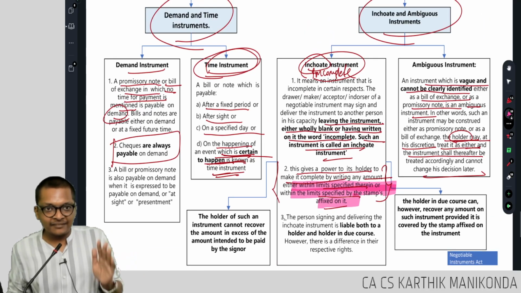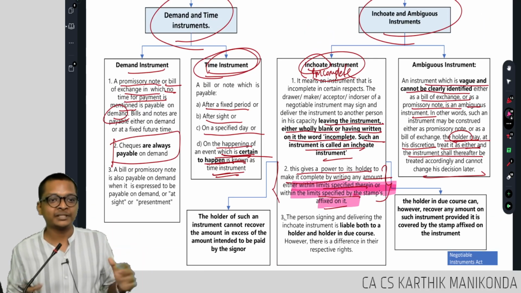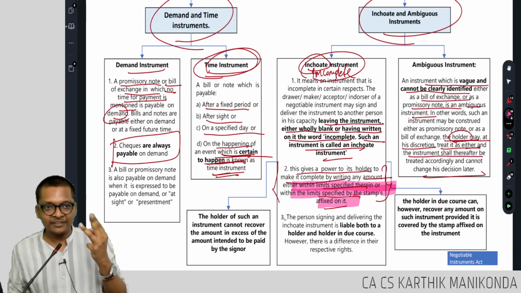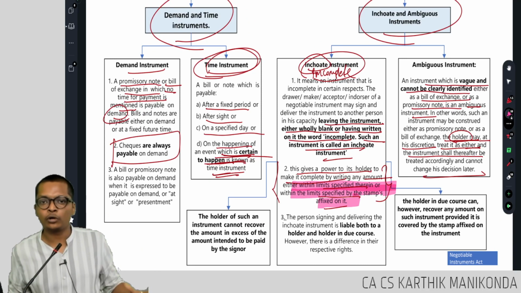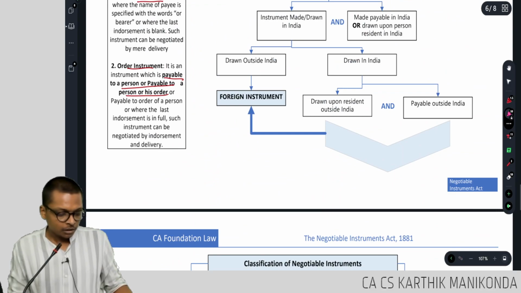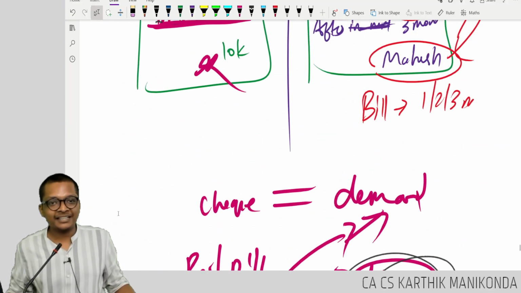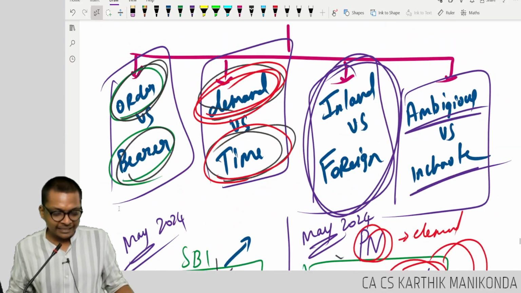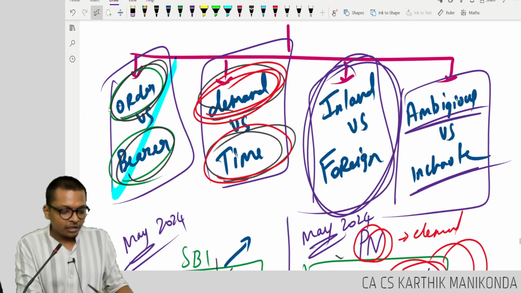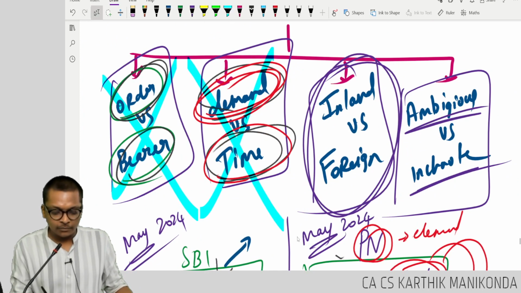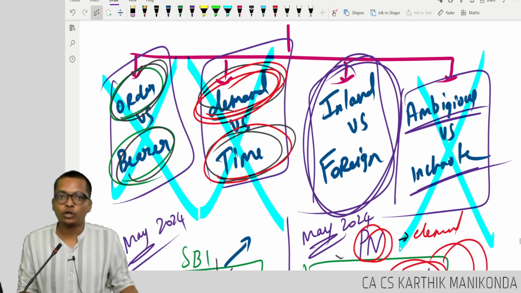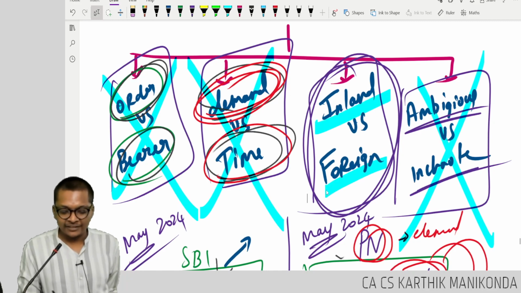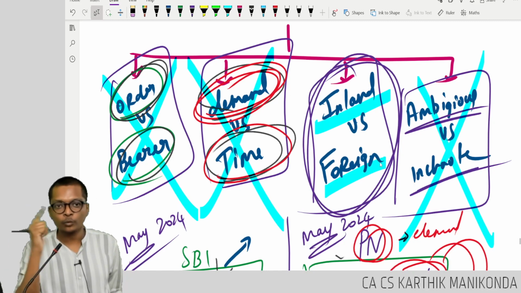We are done with 70% of the syllabus of the Negotiable Instruments Act. I'm not joking. That's all the syllabus. We just have 4 to 5 more concepts left. Easy or difficult, guys? So we are done with order versus bearer, demand versus time, ambiguous versus inchoate. We still have inland versus foreign and then moving to check.